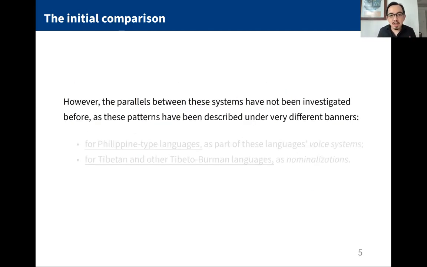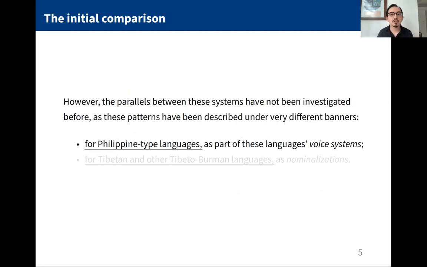Now, to my knowledge, these parallels have never been investigated together before, in part because in their respective literatures, they've been described as part of very distinct systems. So for Philippine type languages, these facts are part of these languages' voice systems, and for Tibetan and other Tibeto-Burman languages as different types of nominalizations. And I'll be introducing both of these ideas in a moment.